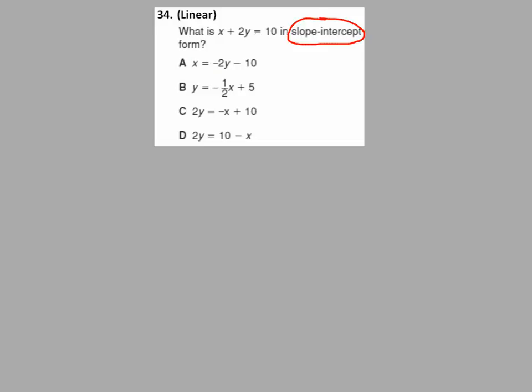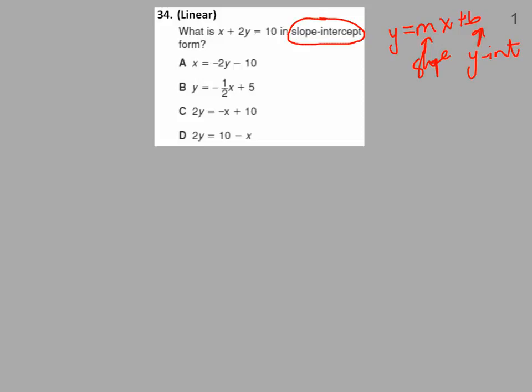What's the only equation that you know of for a line that involves slope and intercept? Okay, well that's y equals mx plus b, because remember that the m is the slope and the b is the y-intercept. Alright. So what is x plus 2y equals 10 in slope-intercept form?